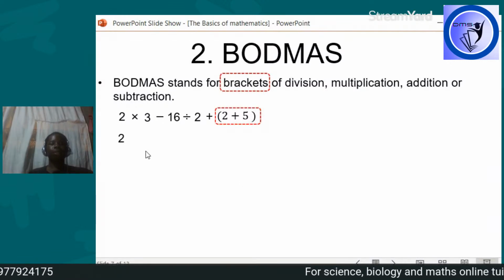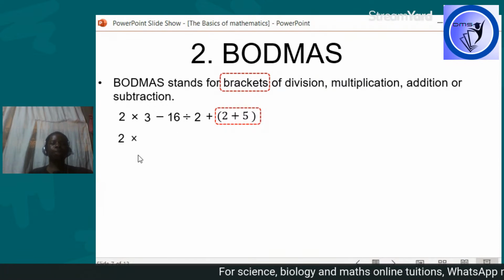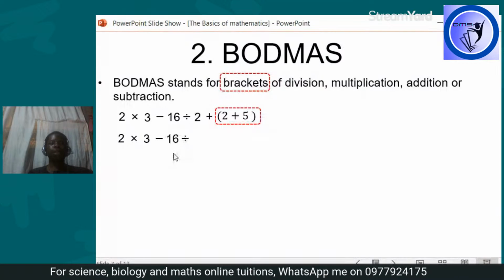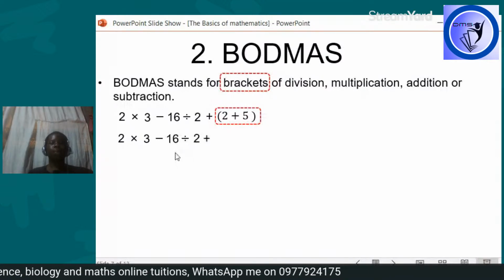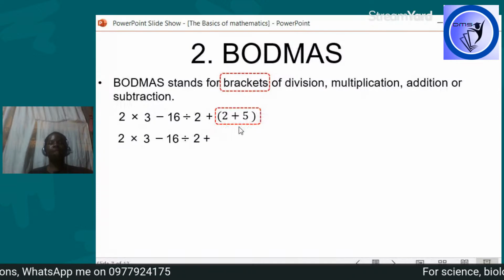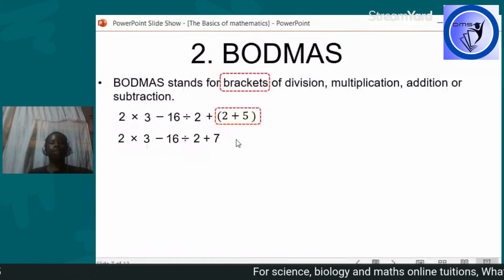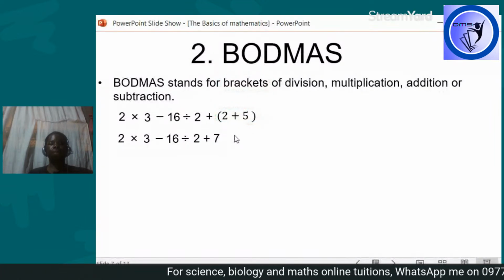So what you do, you just copy as it is: 2 times 3, then minus 16 divided by 2 plus, then you put your plus. Then first do what is inside the brackets. So you say 2 plus 5, you get your 7. Then you are done with the brackets. You have fulfilled the brackets rule.